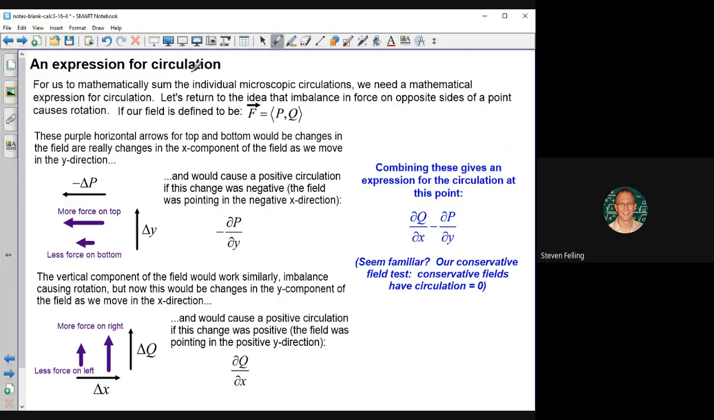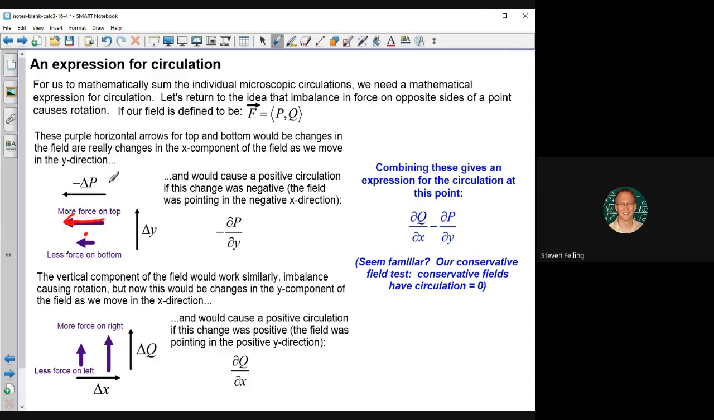But in order to be able to use an integral to sum those microscopic circulations, we have to have some sort of mathematical expression for this concept of circulation. So let's take this imbalance idea a little bit further. Okay, if we have a point, and there's more force on top of the point than on the bottom, I'm just going to consider the horizontal field right now, then the arrows pointing in this direction are pointing in the negative x direction.